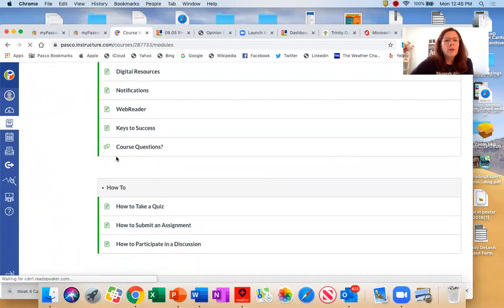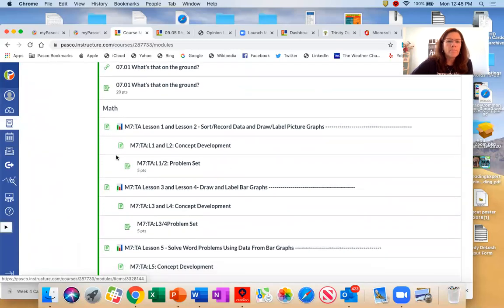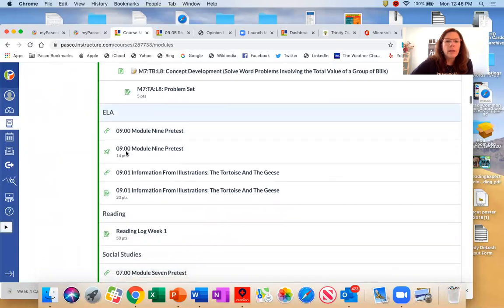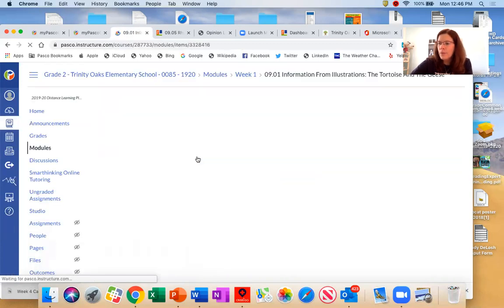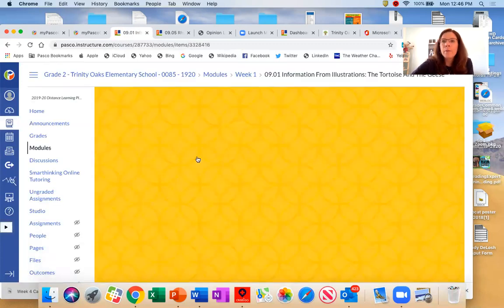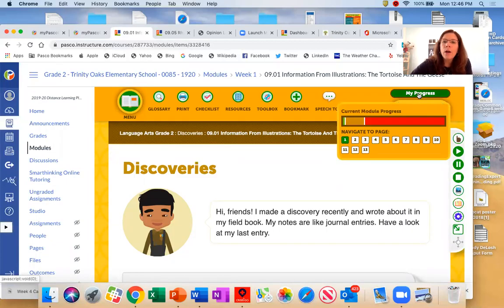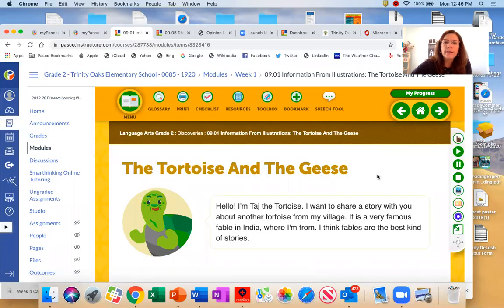So we're going to go past the introductory week. We're going back to week 1. And I'm going to make this quick. There you go, the tortoise and the geese. So when you look at week 1, I'm not going to go through every single slide. I'm going to go up here to my progress. I'm going straight to page 6. The tortoise and the geese.